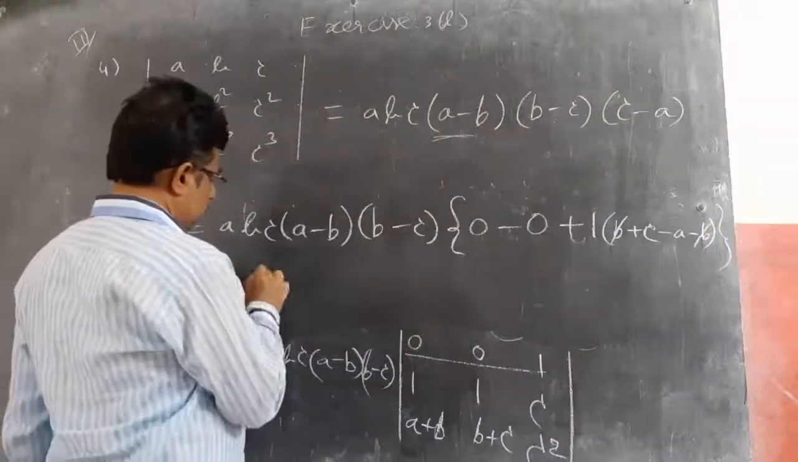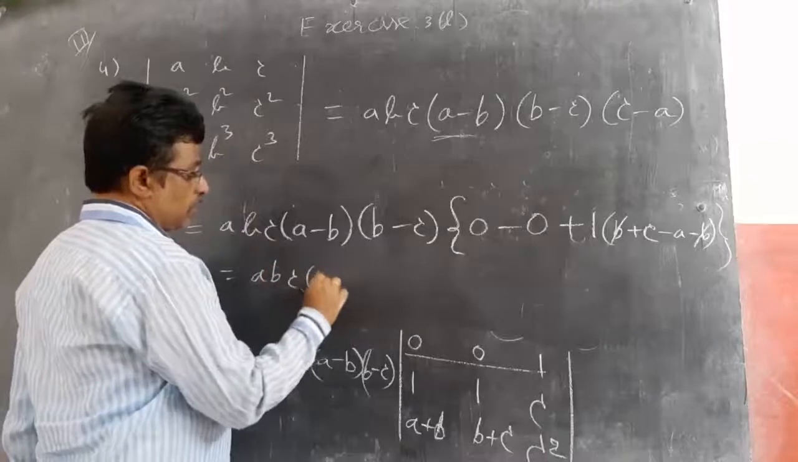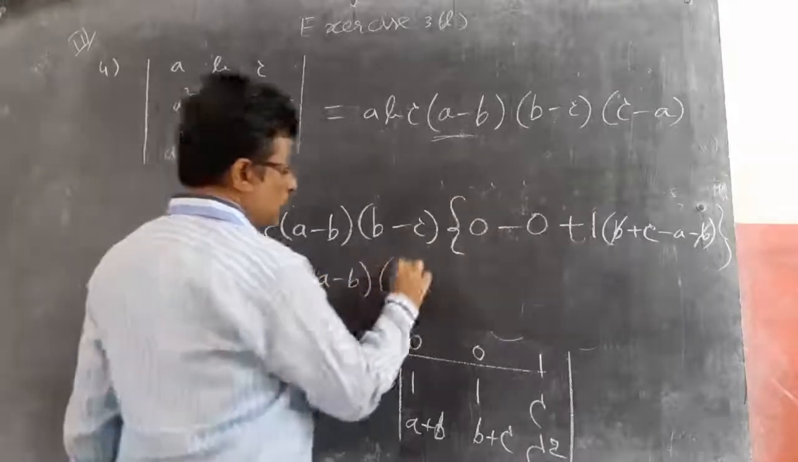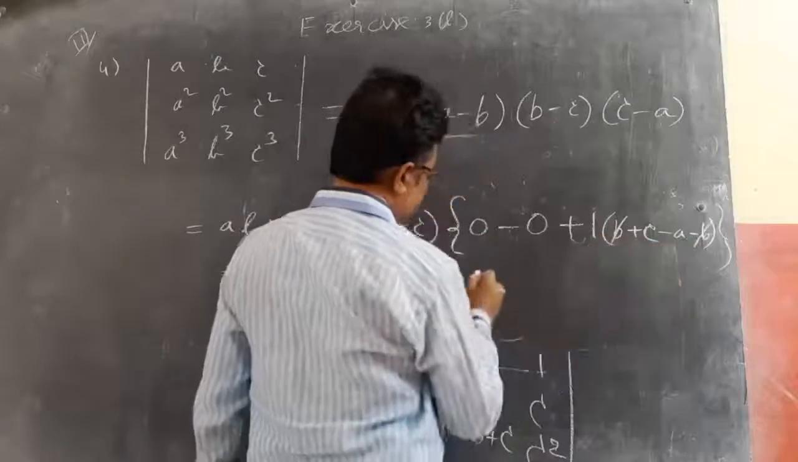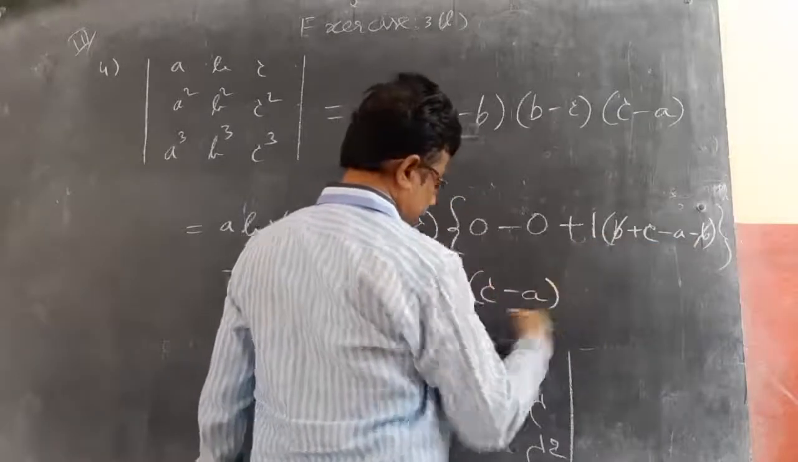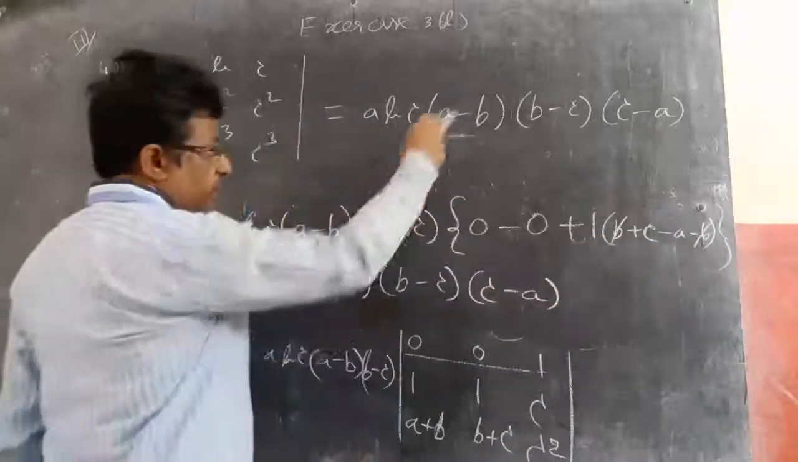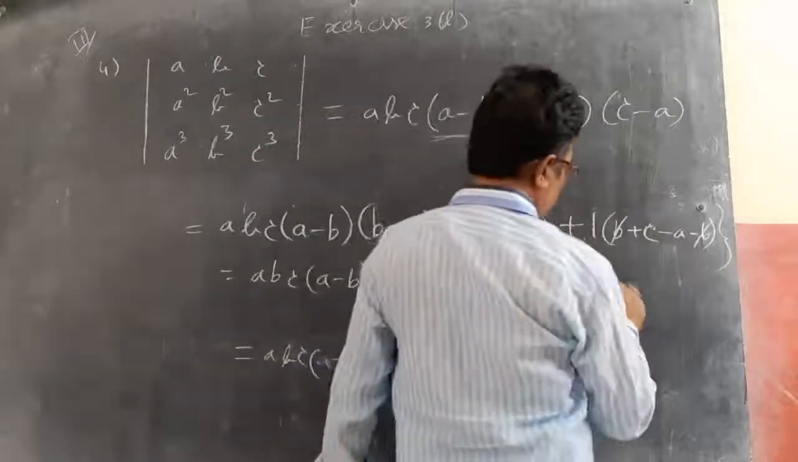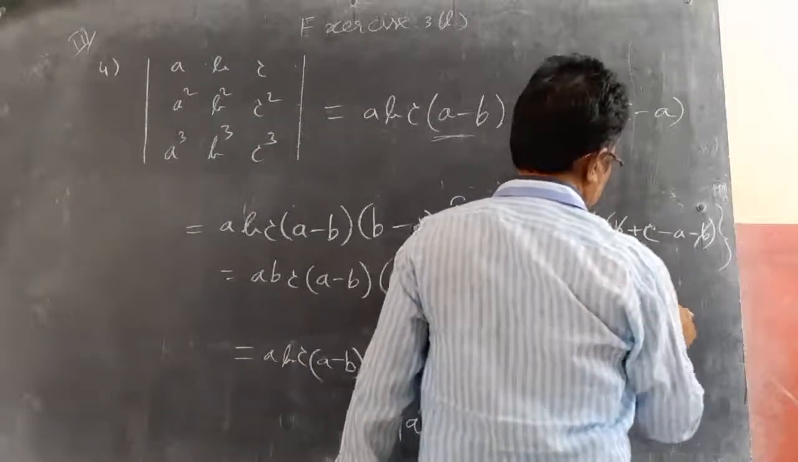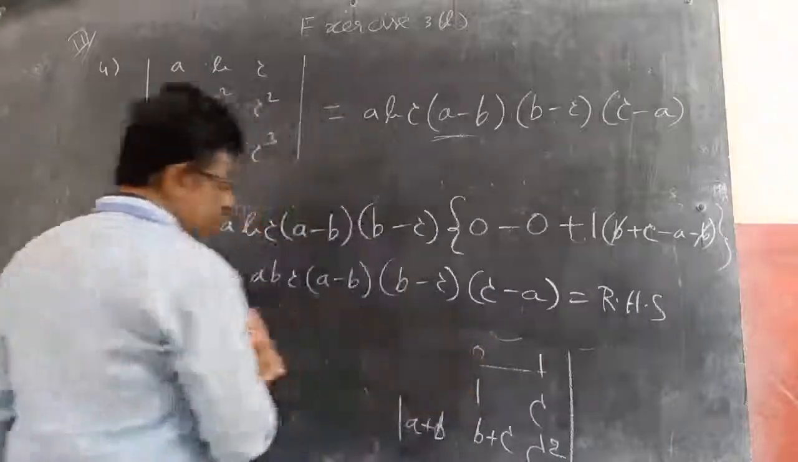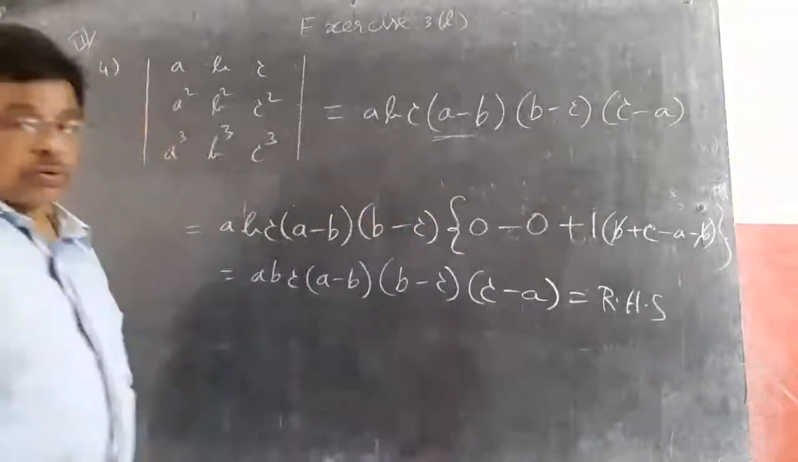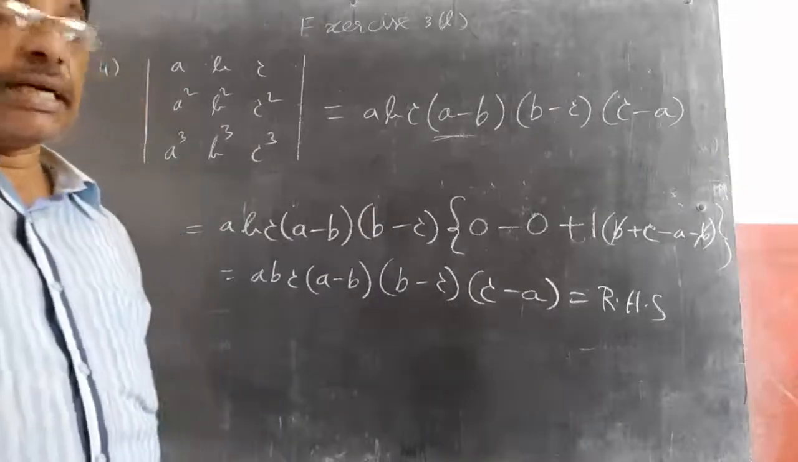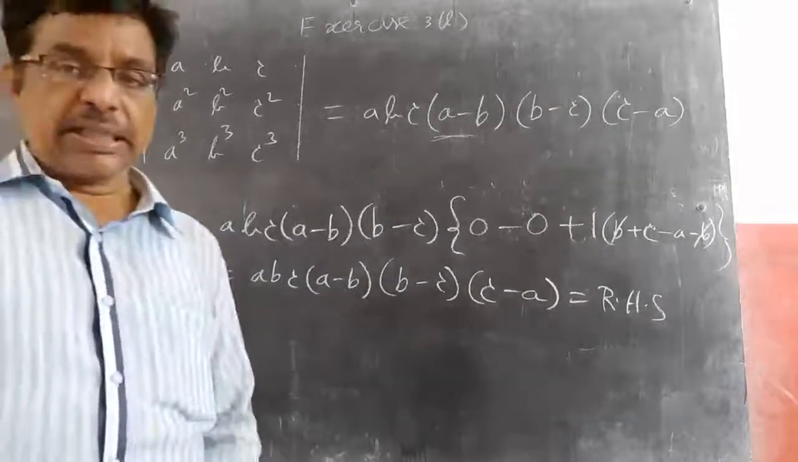So this is equal to a b c into a minus b into b minus c into, here 0 0, and left out 1 into c minus a becomes c minus a. This is what we have to prove is equal to RHS. Hence, therefore LHS is equal to RHS. We got it. I expanded the determinant with the first row because 2 zeros I already got. So the sum is over. Like this we will proceed.